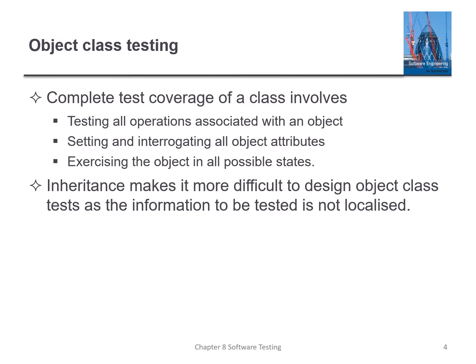Alright, I mentioned that unit testing is very closely related to object level. So during unit testing performed on objects, you are basically testing the operations in the object. You want to see how you can set or interrogate the object attributes, the variables inside the object. Okay, and then you want to see how the objects exercise different possible states.